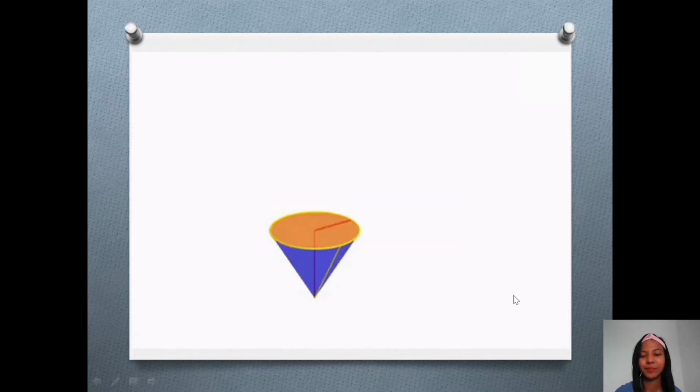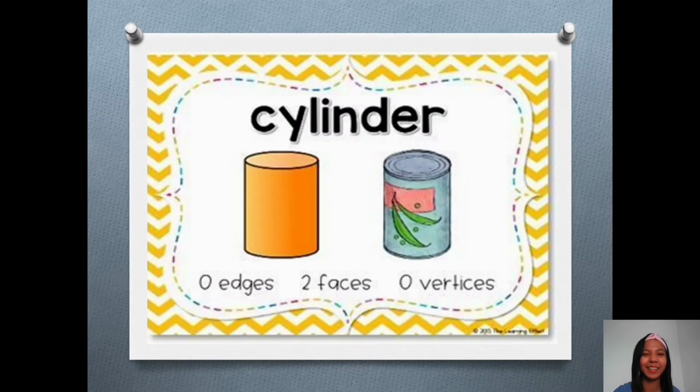Next, we will talk about the cylinder. Everybody read cylinder. So this is a cylinder, guys. An example is a can. It has no edges since this part is a curved part. It has two faces: the flat surface at the top and the flat surface at the bottom, the base of this 3D shape.